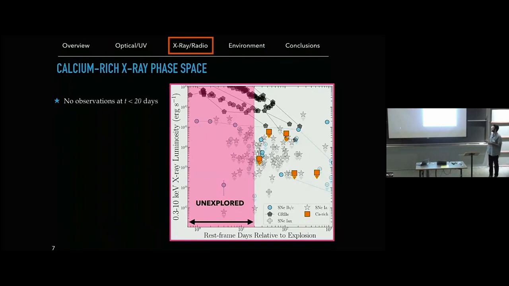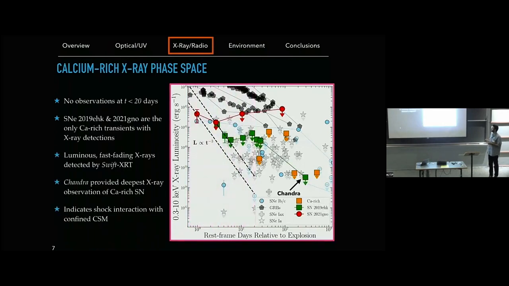But what 2019HK actually showed us is that they are extremely bright in the X-ray in less than 5 days after explosion. So this was 2019HK in green, a very fast fading X-ray signal. And this was not just one event. Recently in 2021, we found another calcium-rich transient, with the same double peak light curve and almost identical spectroscopic evolution, and it had bright X-rays a day after explosion.